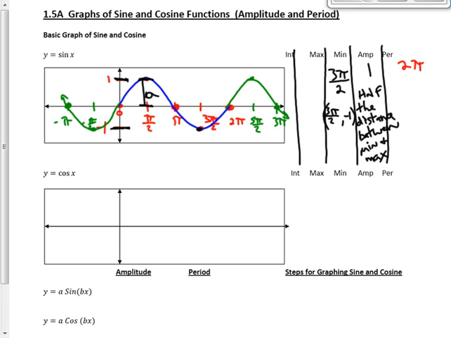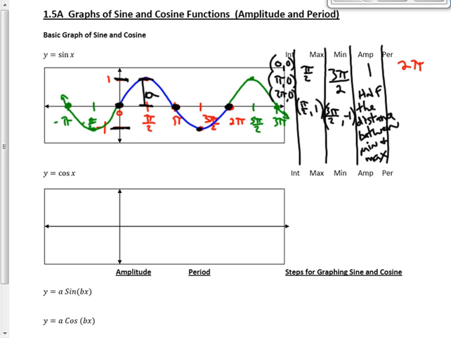The maximum happens at pi over 2. And again, the ordered pair there is pi over 2 comma 1. Okay, it's at the maximum point. I have INT here. INT is going to stand for intercepts. So I've got intercepts at 0 comma 0, at pi comma 0, and at 2 pi comma 0. Okay, and those are all the ones between 0 and 360.